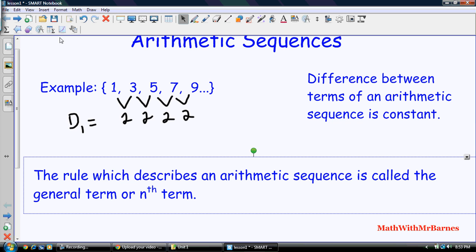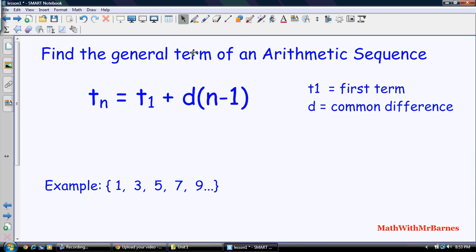All right, so let's look at how we would do that, and how we would do that is via this formula. This finds the general term of an arithmetic sequence. The general term, T of n, the nth term, is equal to T1, which is the first term, plus D times bracket n minus 1, and D is the common difference.